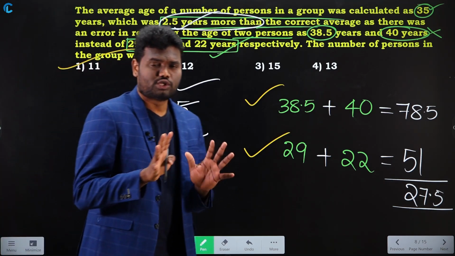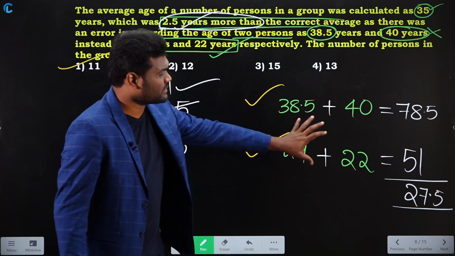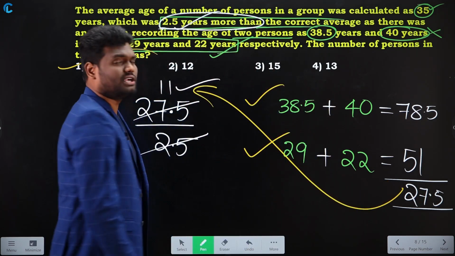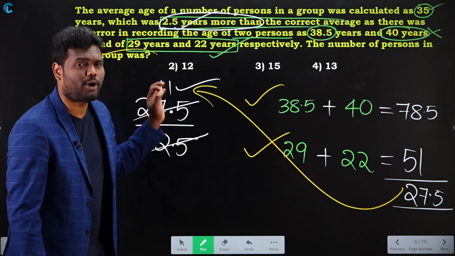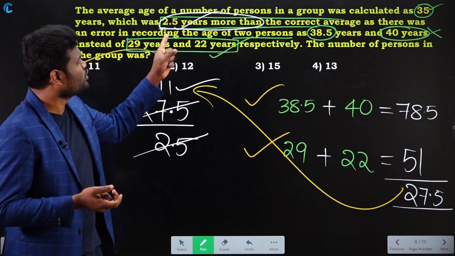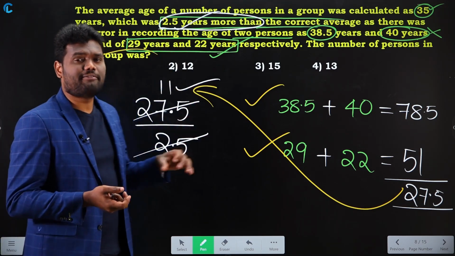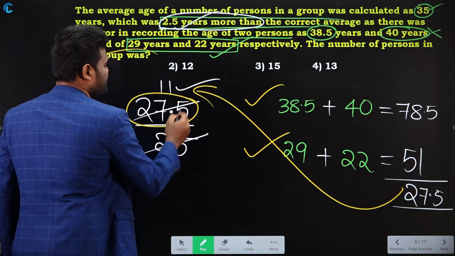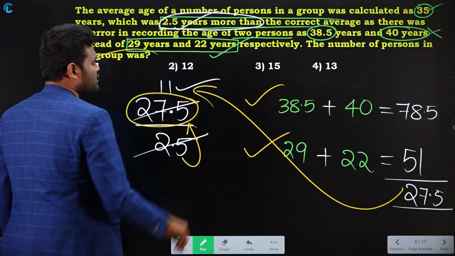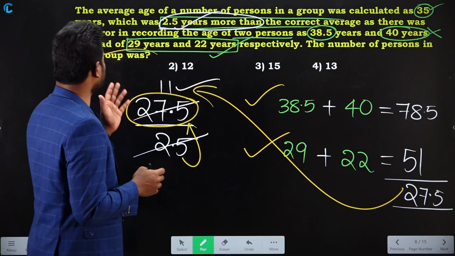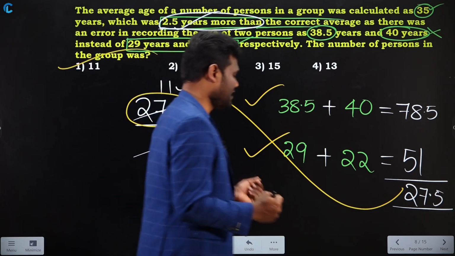Just a simple question. What you need to do is take the difference, which is 27.5. We know that due to this 27.5 difference, the average increased by 2.5. So the difference 27.5 divided by 2.5, when you calculate this, is going to be 11, which means the total number of persons in the group is 11.